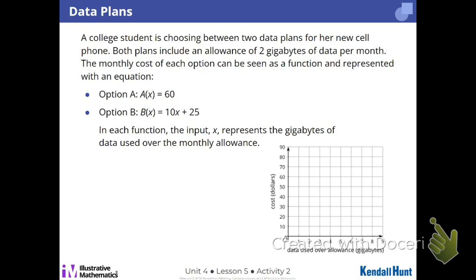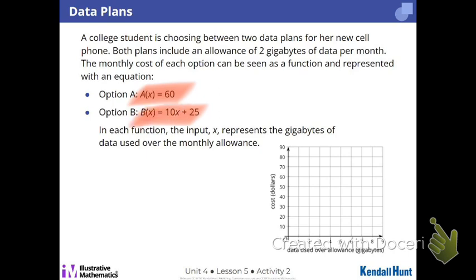So right here we have option A for this college student. Both options we have a baseline of 2 gig, okay? Now allowance of 2 gig. Option A of X, so input X is gigs over 2 gigs. It costs how much money for option A? 60, okay? Option B, it depends.